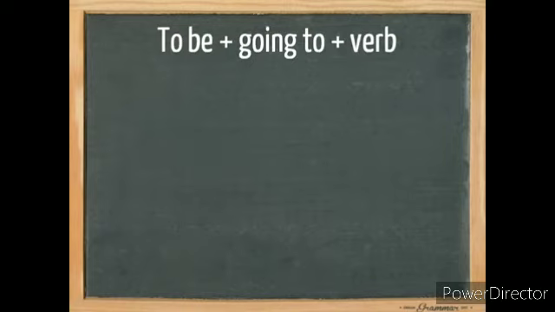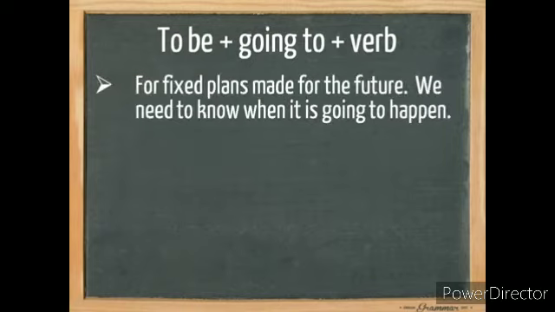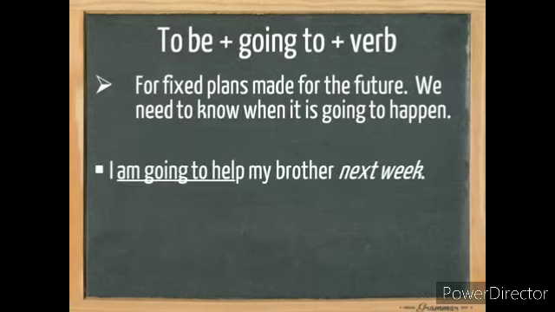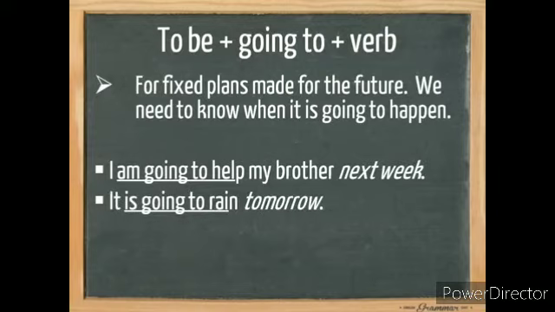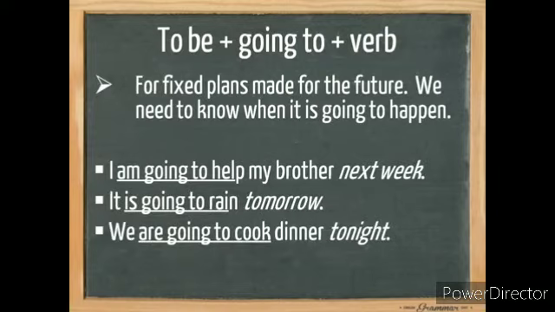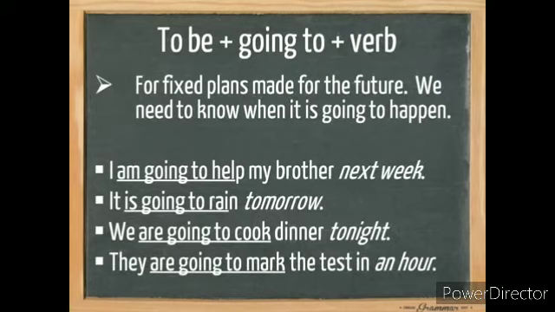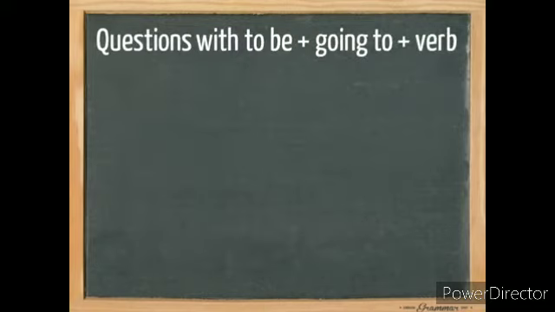Now let's take a look at that other form, to be plus going to plus the verb. We use this form for fixed plans made for the future. We need to know when it's going to happen, so we need to have some kind of time indication. I'm going to help my brother next week. It is going to rain tomorrow, and we are going to cook dinner tonight. They are going to mark the test in an hour. It's quite likely that these plans will follow through.